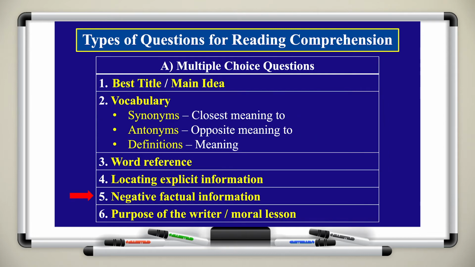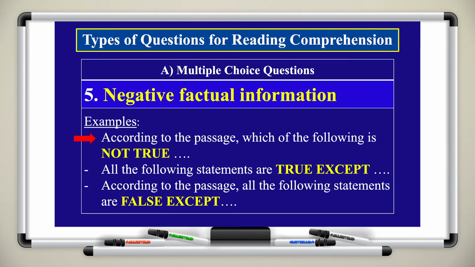Number 5, we have the negative factual information, and they have different examples. The first one, according to the passage, which of the following is not true? The next one is, all the following statements are true except. That means you have 3 statements that are true and only 1 statement that is false. According to the passage, all the following statements are false except. So this is the opposite. Here you'll have 3 different statements that are false, however, only 1 statement that is true.